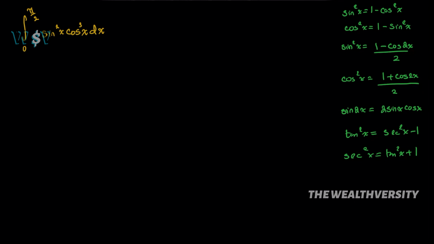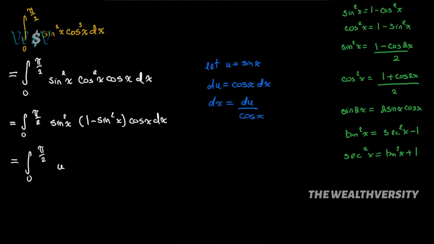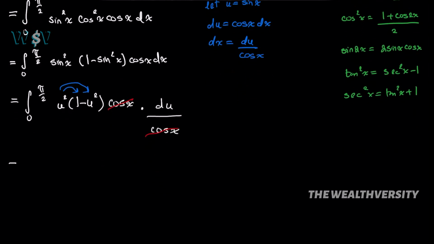Next, we will look at our integral and reorganize it to become sine x squared times cos x squared times cos x, since we can do more with cos x squared. Now we can change cos x squared to 1 minus sine x squared, and then we can make u equal sine x. So du will become cos x dx, then isolate for dx to get du over cos x. When we make these changes, we will get u squared times (1 minus u squared) times cos x times du over cos x. We now can cancel the cos x, and all we have to do is distribute u squared into the brackets and integrate.